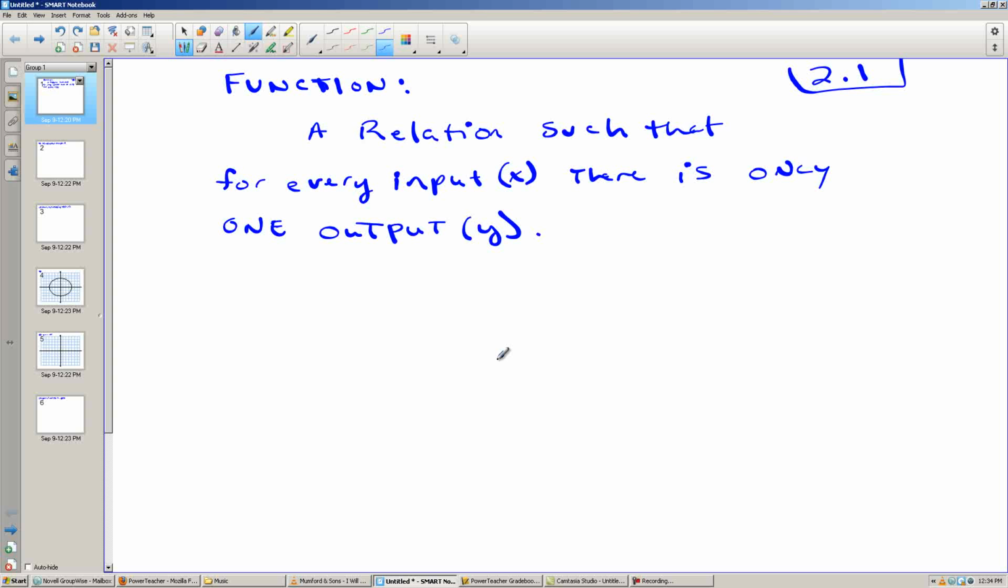I want this to be a predictable quantity. That means that every time I get an x value, I can already predict what the y value should be. There shouldn't be any question left. So we're going to look at some examples of how we can tell.